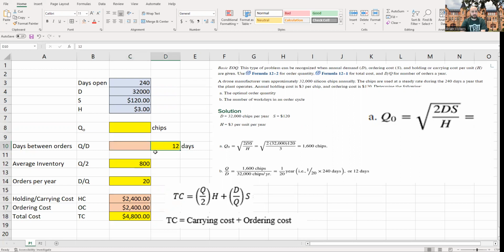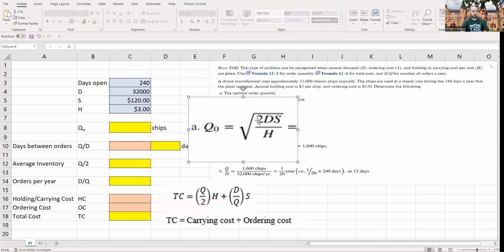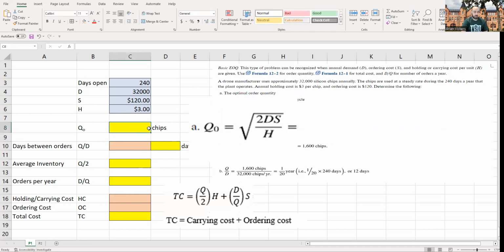All right, so let's solve that all in Excel with references, which is nice because we'll be able to see the increase in total cost if we order a few more chips for safety reasons, right? So Q is equal to, right here, 2 times D times S over H, and it's the square root of that value. So with Excel, we can type in SQRT, and then we want to find the 2 times D times S over H, to find the square root of that.